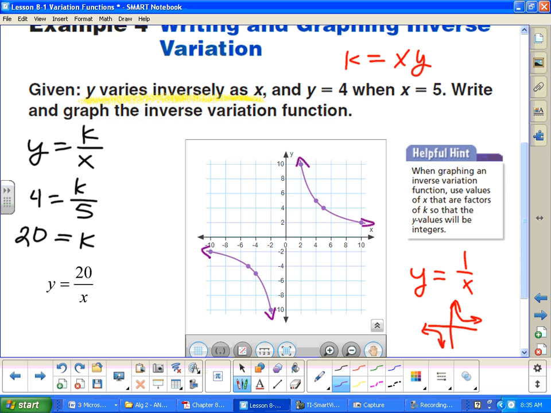No? Okay. So to graph an inverse variation function, use values of x that are factors of k, so your y values will always be integers, and it's much easier to graph them. Your graph should be very close to exact. It doesn't have to be perfect, but you can't just walk up here and say, it's inverse variation, so it looks like this and like that. Great, perfect graph. No, you have to have a little bit of exactness to it.